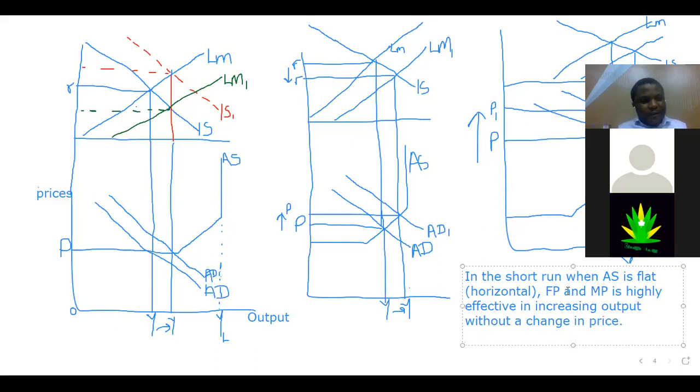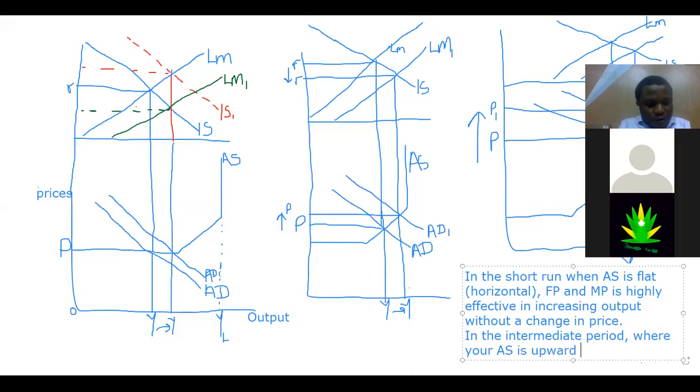Let's consider the second scenario, the intermediate period, where your AS is upward sloping. What happens? Fiscal policy and monetary policy are moderately effective.